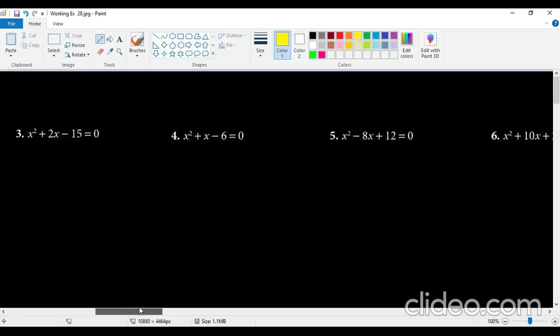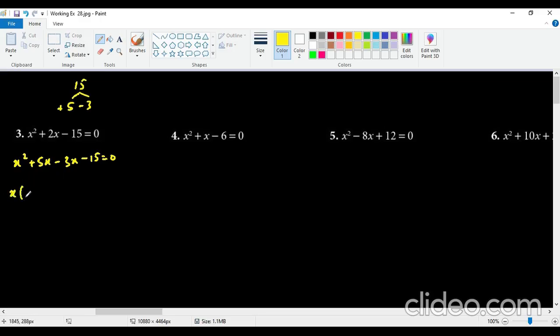Moving on to question number 3. In question number 3, it's 15x square. So we break 15x in such a way to give you plus 2. So the only option we have is 5 and 3. 5 times 3 is 15, and plus 5x and minus 3x is going to give us a plus 2x. So I will write the pattern that we have done in the previous exercise this way, and plus 5x and minus 3x is going to give us a plus 2x.